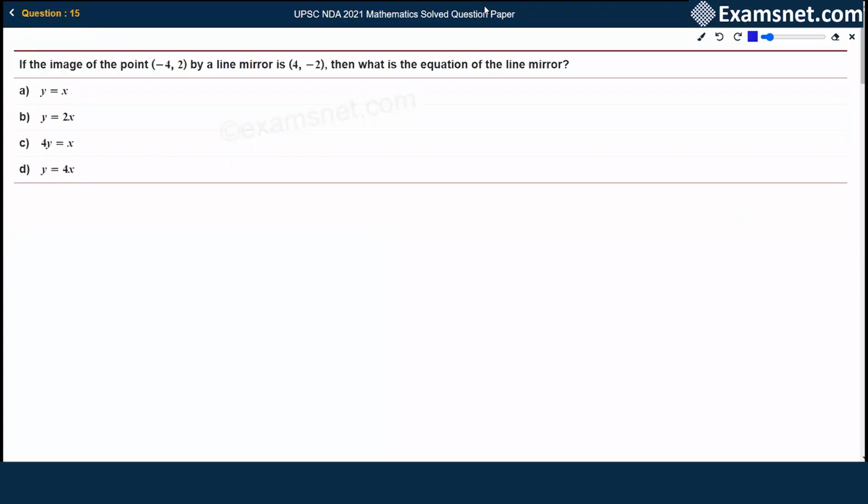In question number 15, it is given that the image of the point (-4, 2) by a line mirror is (4, -2). Then what is the equation of the line mirror? First, we will discuss a few concepts regarding straight lines. Okay. First of all, when two lines are perpendicular to each other, the product of their slopes is minus 1. If m1 is the slope of this line and m2 is the slope of this perpendicular line, then mathematically we can say that the product of their slopes is equal to minus 1, right?